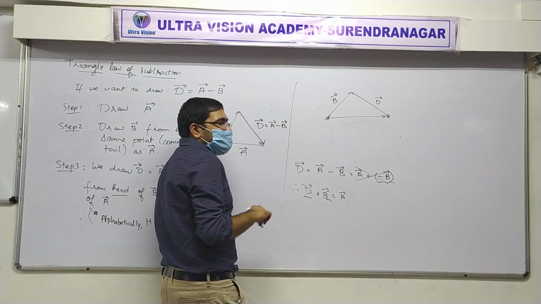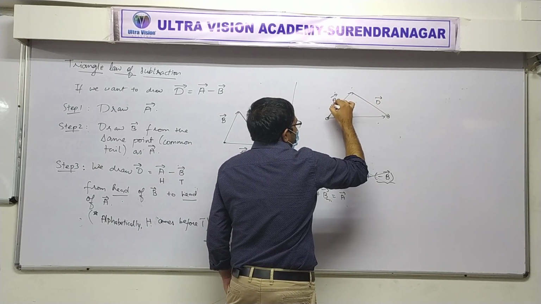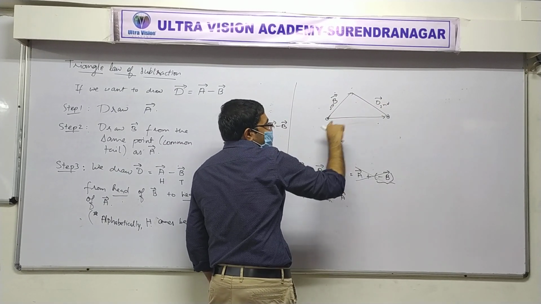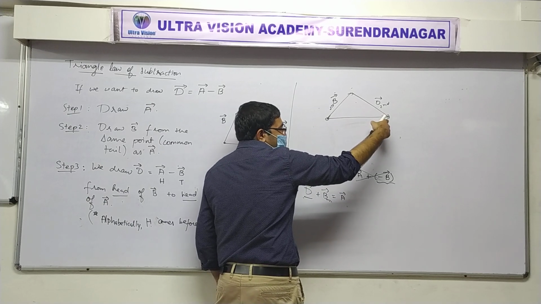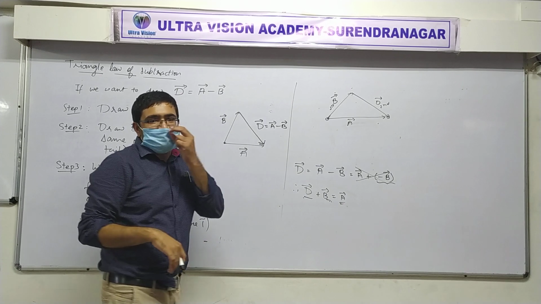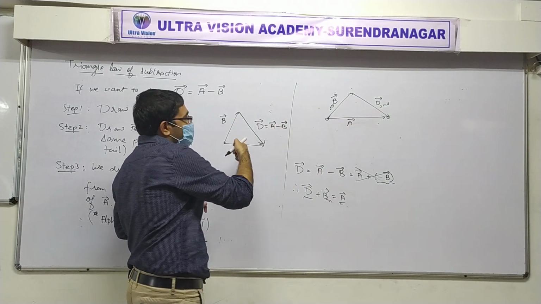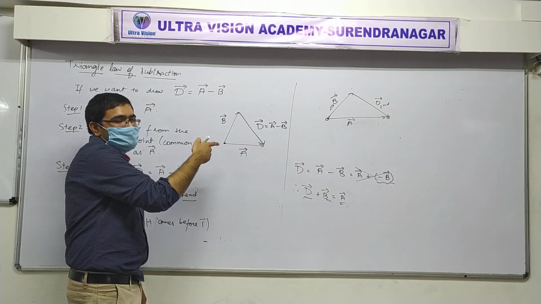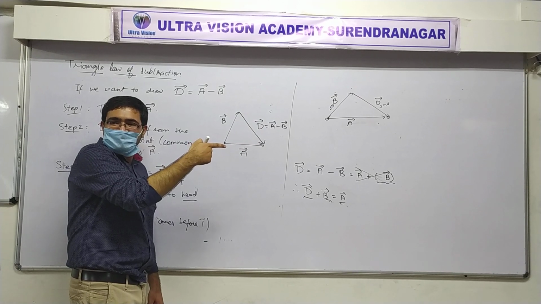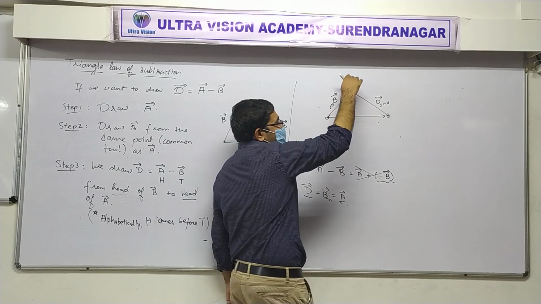I repeat. This is the first vector we draw. This is the second vector we draw. So first, second. And now if I join the tail of first to the head of second, what I am getting is a vector. Samjhan? Look at that triangle. A vector is this way. B vector is here. And D vector is here.